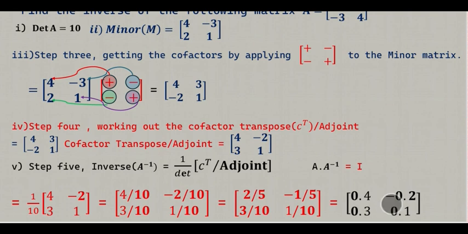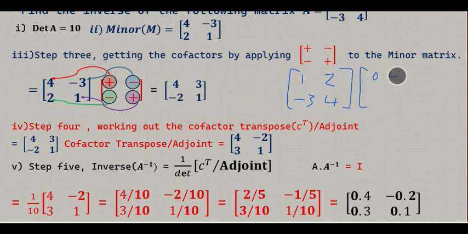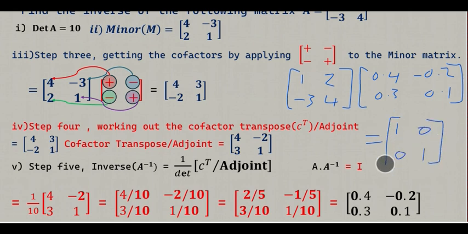So now, this one is our inverse. That means if you multiply our original matrix, which was actually 1, 2, negative 3, 4, by 0.4, negative 0.2, and then 0.3 and 0.1, I'm sure you already know how to multiply now. If you multiply these two, you're supposed to get 1, 0, 0, 1. You can try that on your own free time and see that you actually get this as the answer.